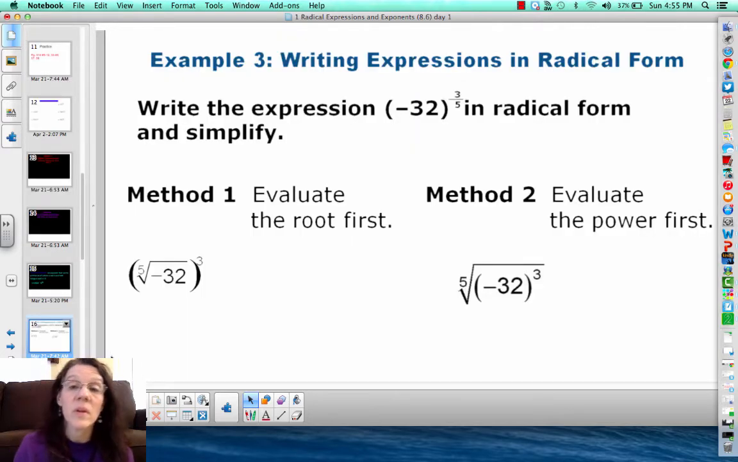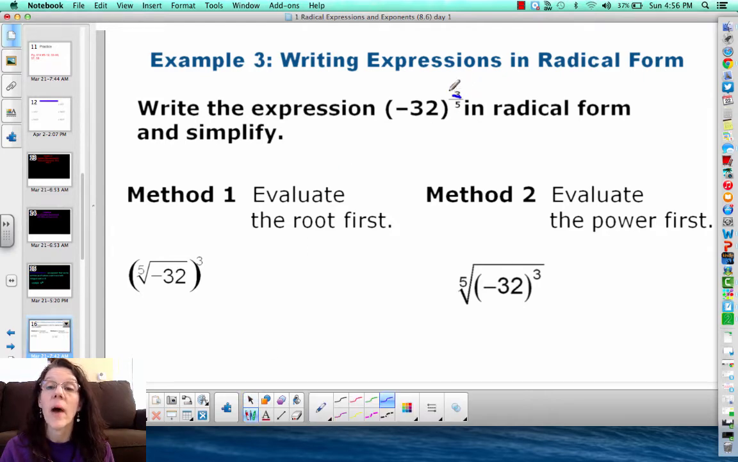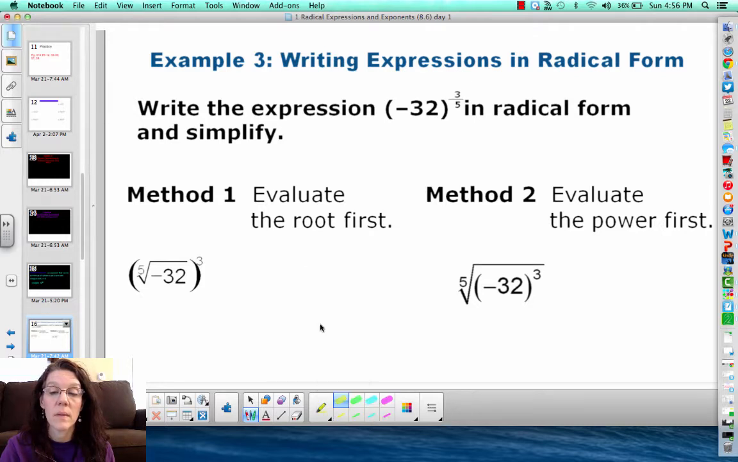All right, so we're going to look at these. We have negative 32 to the 3/5. We're going to write it in radical form and we're going to simplify it. What you need to know is the 3 is the power and the 5 is the root.